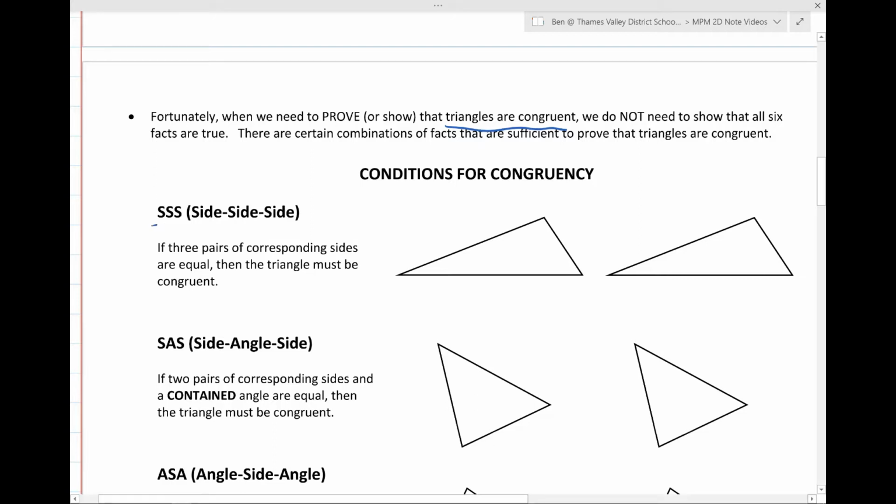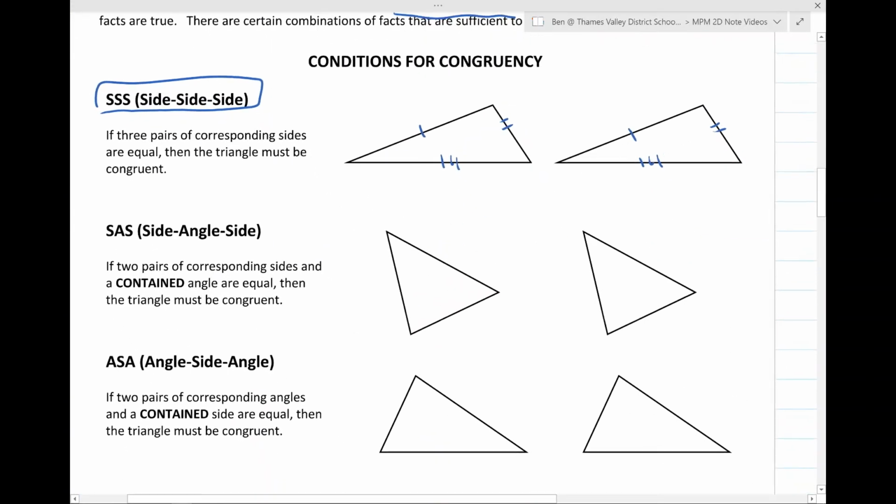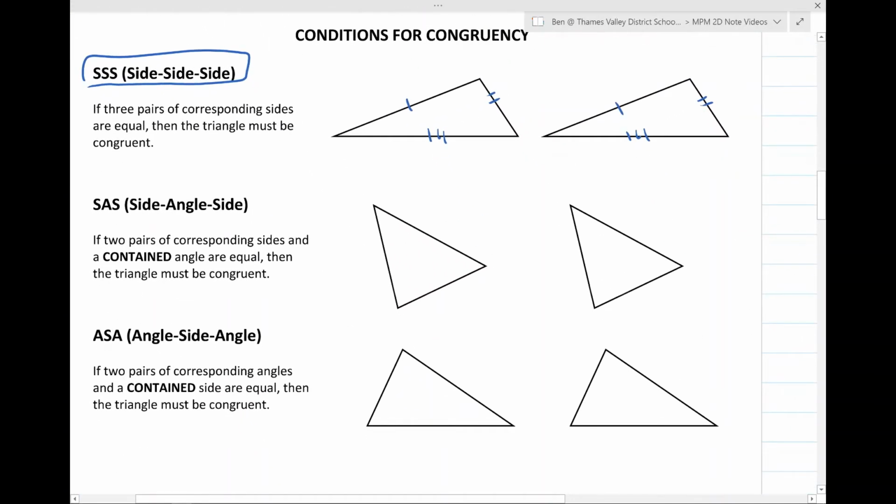So if we double check, say we have a pair of side lengths that are equal, then we have another pair that are equal, and a third pair that are equal, that means that their angles are also going to be equal. We don't need to go in and double check that the angles are equal. Okay, so that's called a side condition.